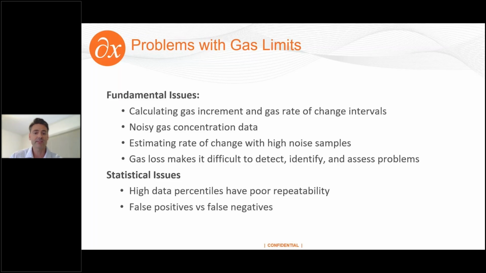Furthermore, applying statistical techniques to a gas limits-based approach has its own set of challenges. High data percentiles are based on only the top 2, 5, and 10% of the data. For that reason, they're very uncertain and they have poor repeatability. The lower limits produce more false positives, whereas the higher limits produce more false negatives. So how do you optimize this? These are some of the problems with gas limits.